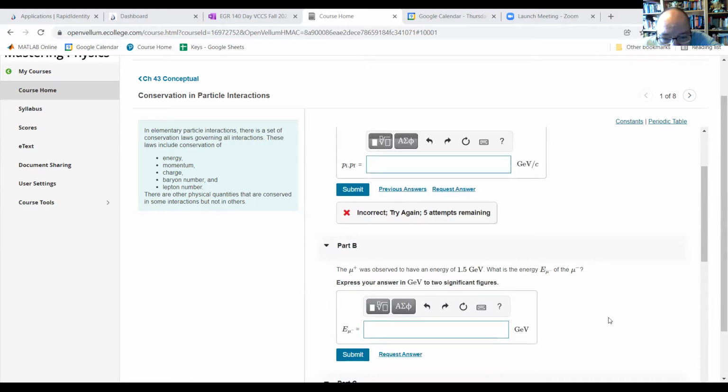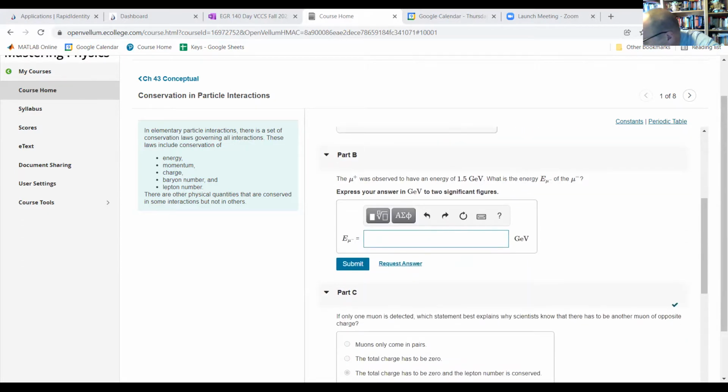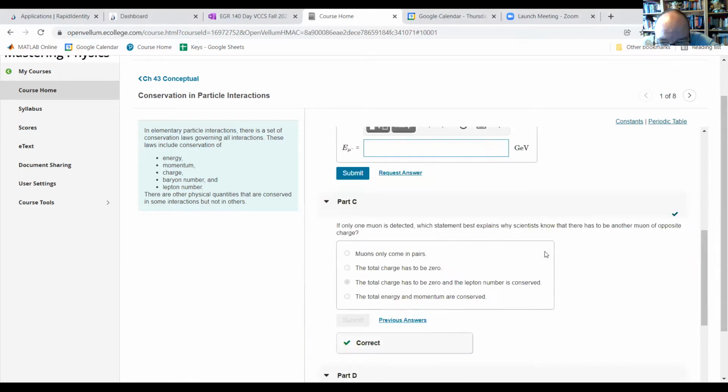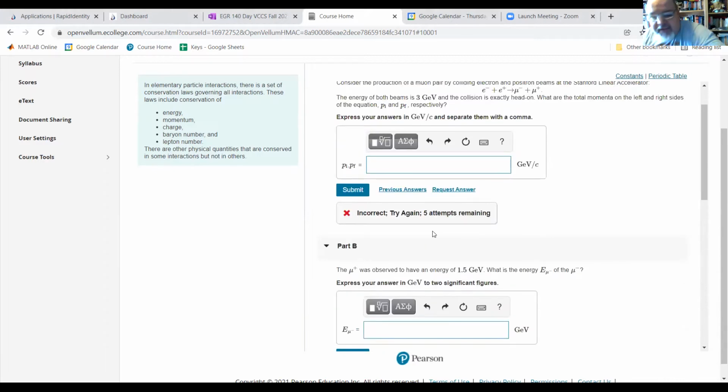The next question is, the mu plus was observed to have 1.5 GeV. I think that's what part B said, right? Yes. What is the energy of E mu minus? And then the third part, if only the mu is detected, which statement is best? Third and the fourth. Okay, so I've got that written down.